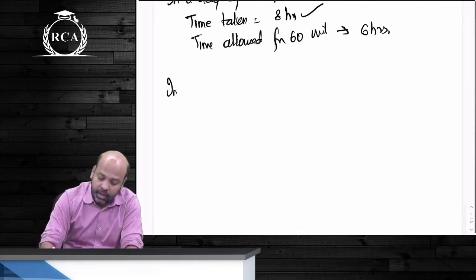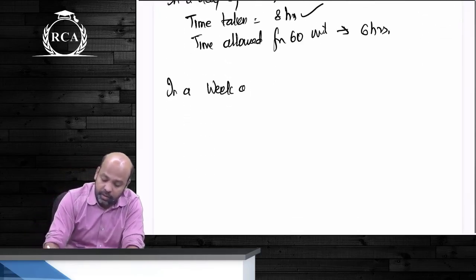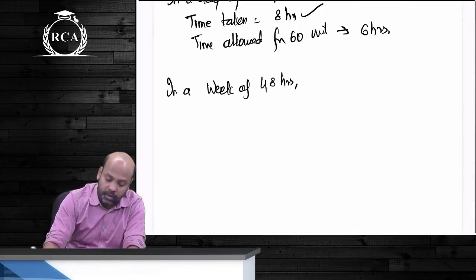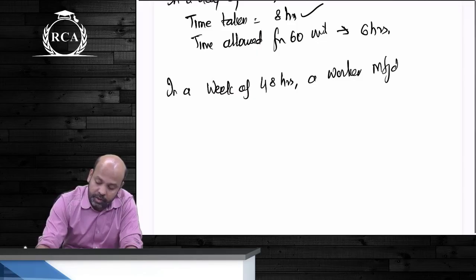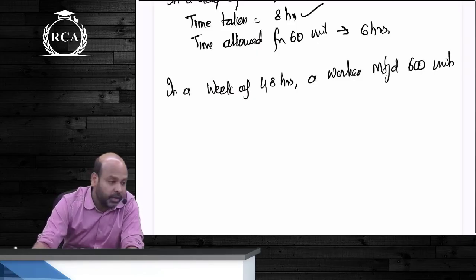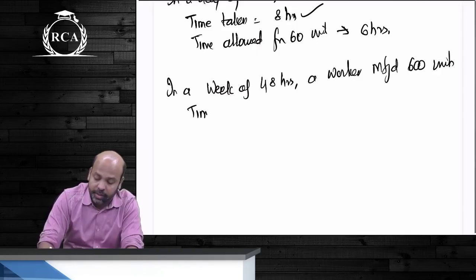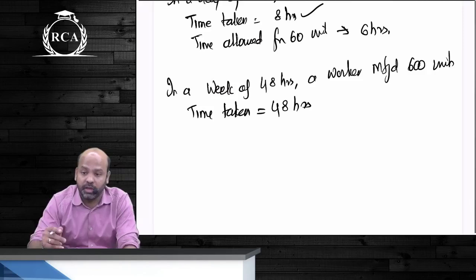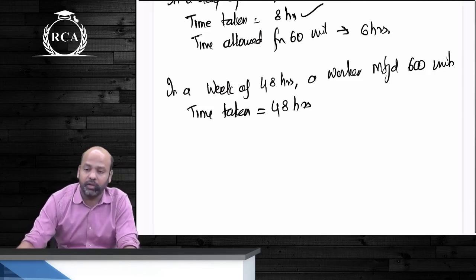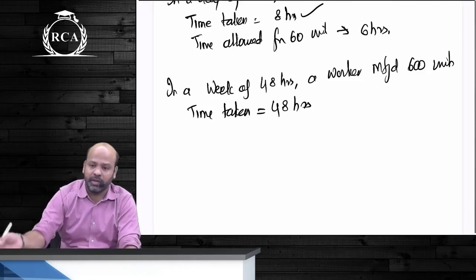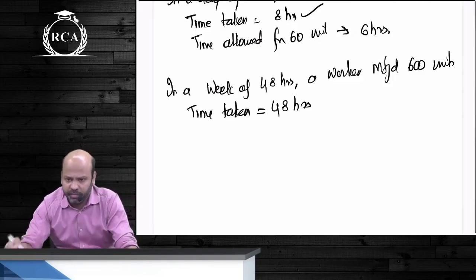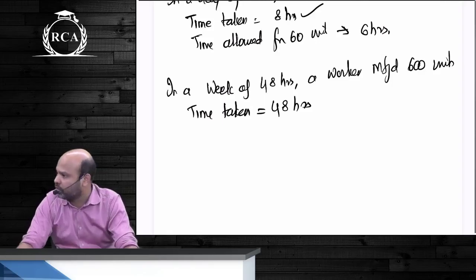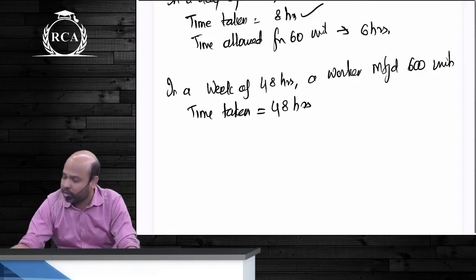If I tell you guys, in a week of 48 hours, a worker manufactured 600 units. What will this 48 hours be? Very good. It will be time taken. Every worker is supposed to work for 48 hours unless otherwise given. They might tell you that a particular worker worked for 2 extra hours, but if that is given, then the time taken will become 50 hours. Otherwise, if the week is of 48 hours, every worker would be working for 48 hours only.